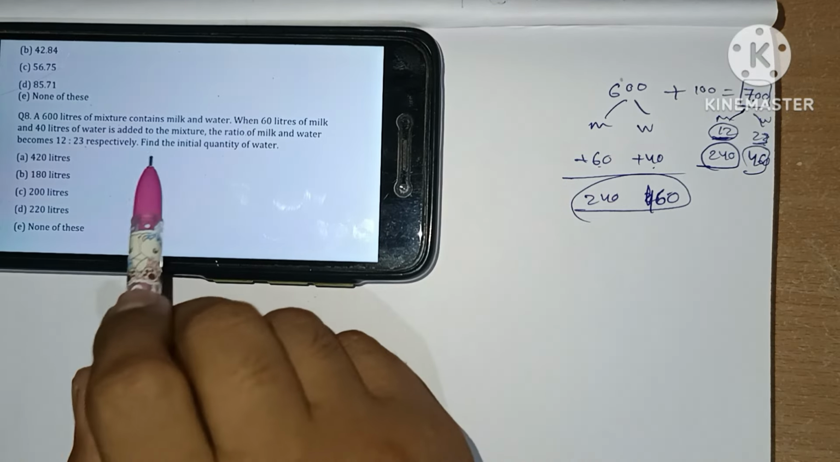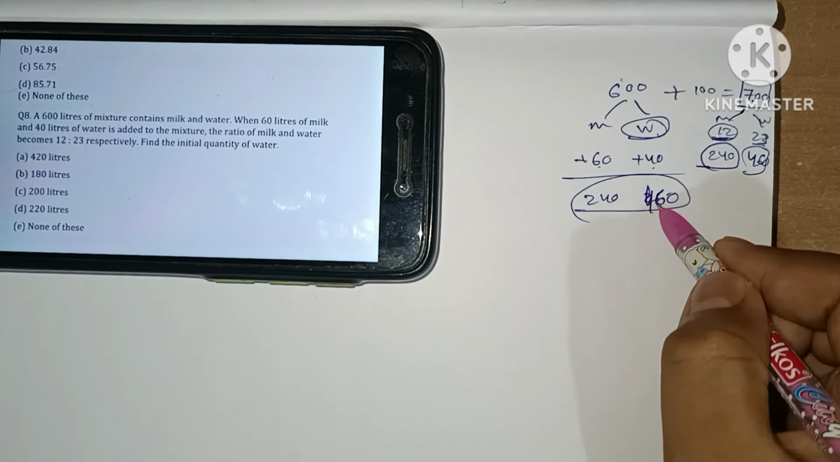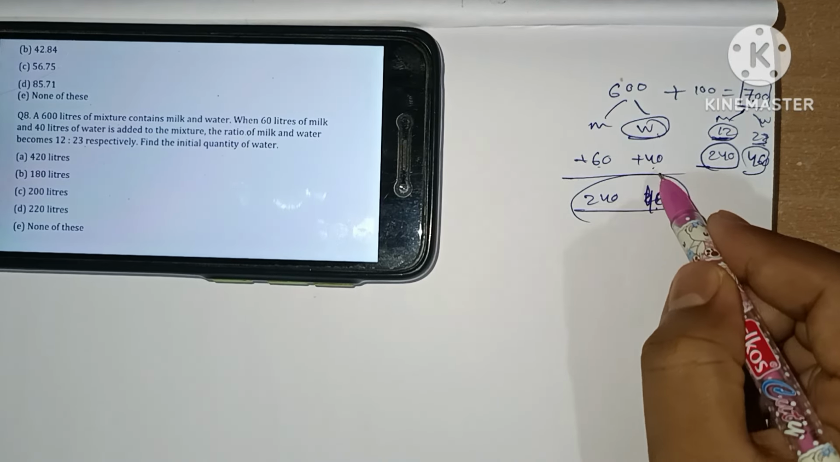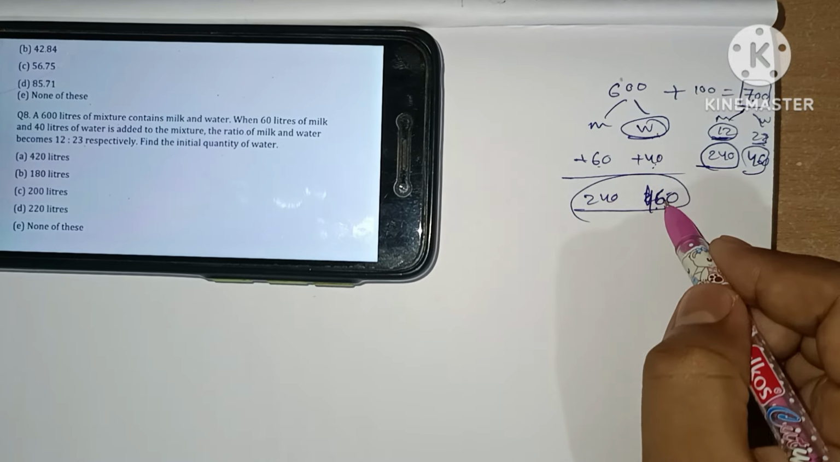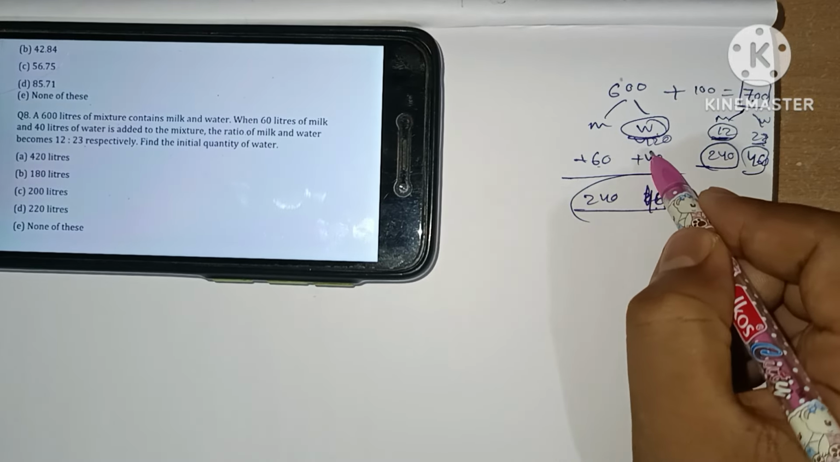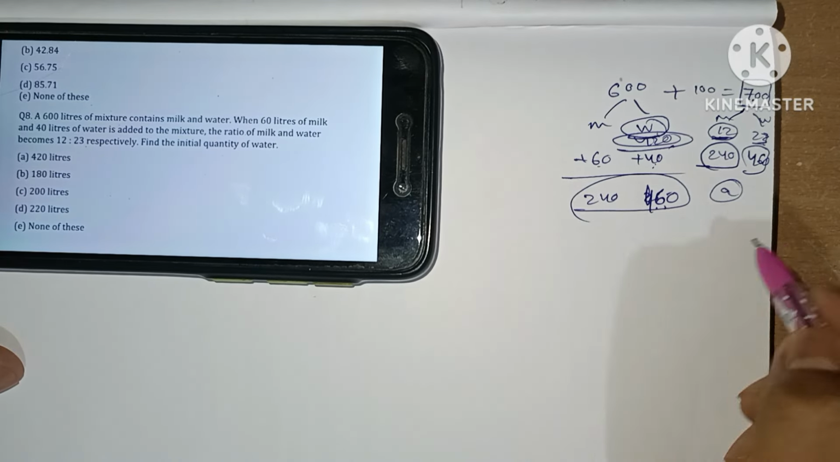Now the question asked is to find the initial quantity of water. Here we need to find this one. Here it is 460 after adding 40. So subtracting 40 we get 420. So the answer will be 420. Option A is our answer.